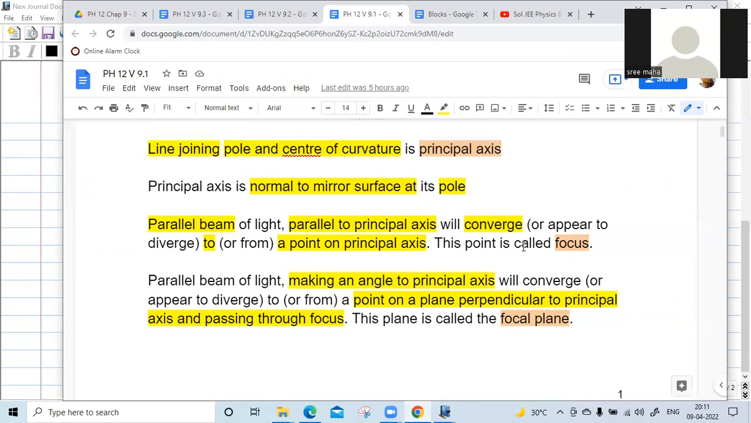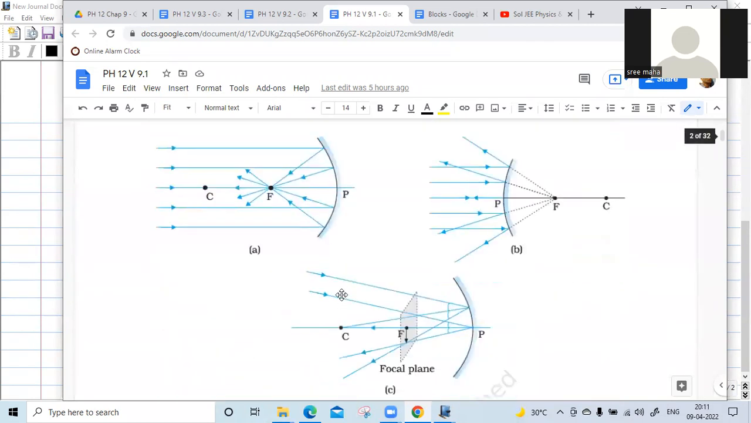This is a property of a concave mirror. A parallel beam of light, parallel to the principal axis, converges in the case of a concave mirror, and in a convex mirror will appear to diverge from a point on the principal axis, and that point is called the focus. This is the picture. This is the concave mirror. So if you have a parallel beam of light.